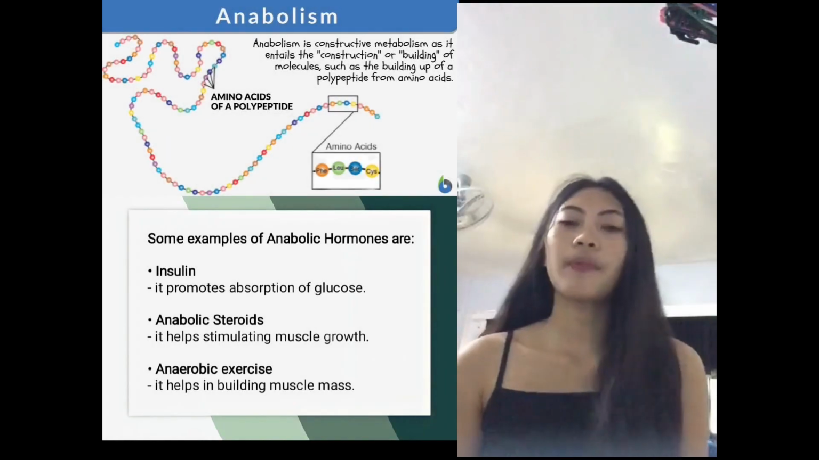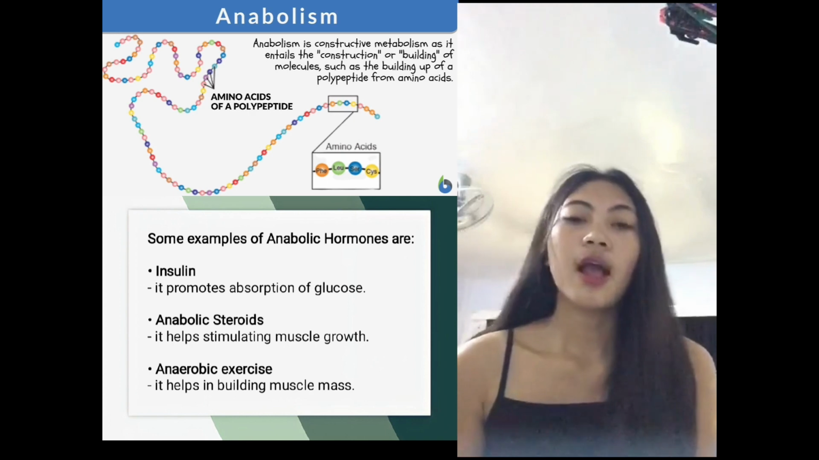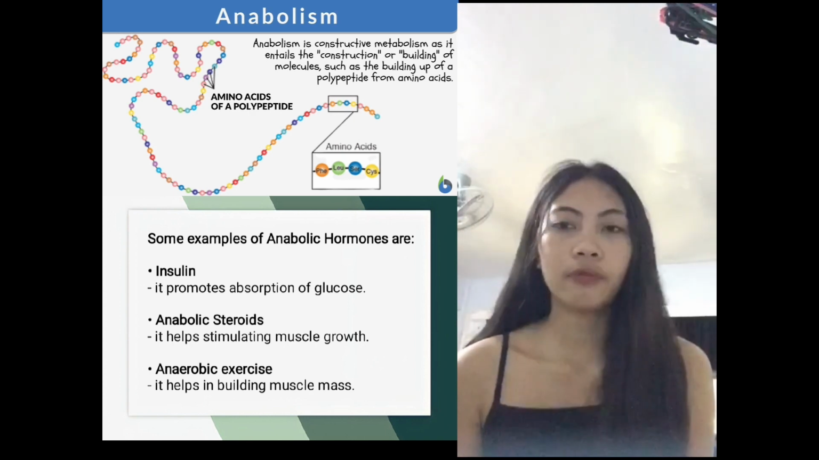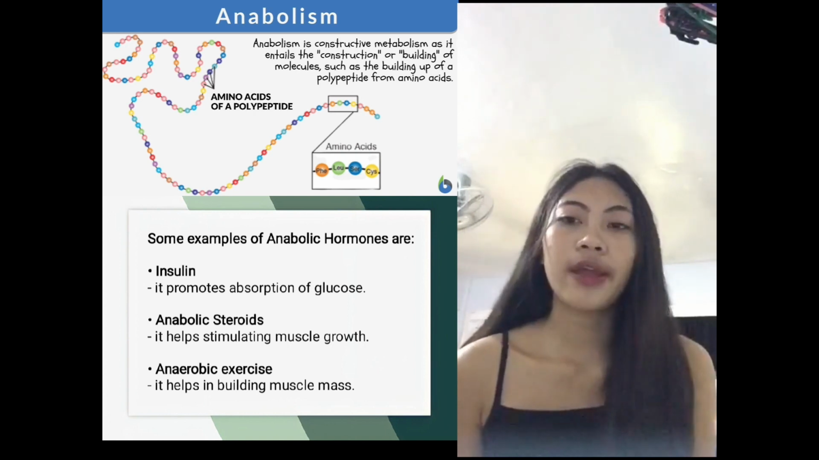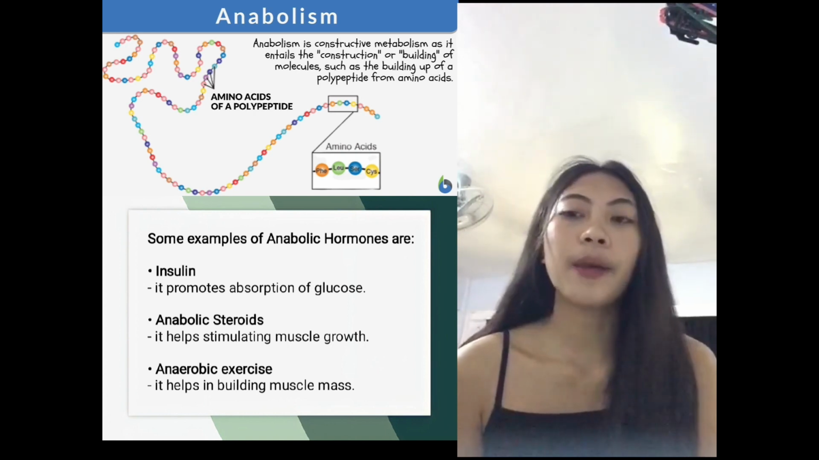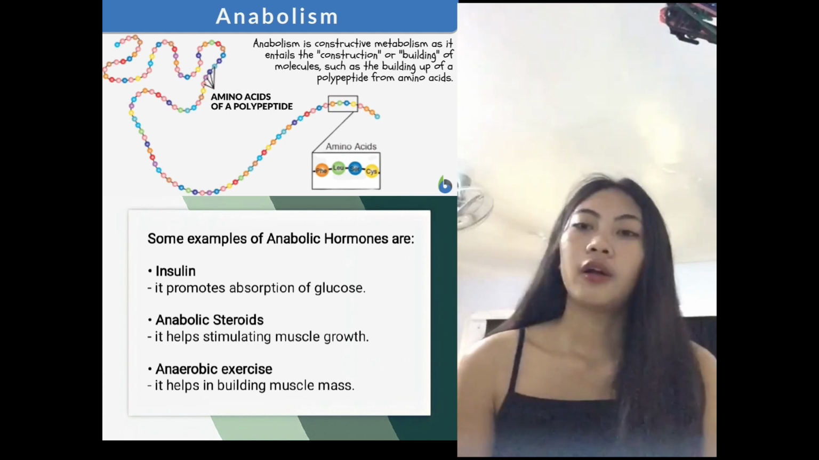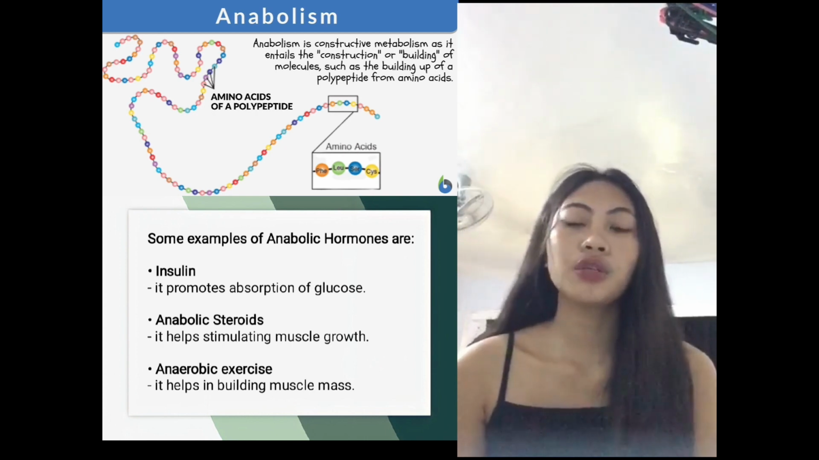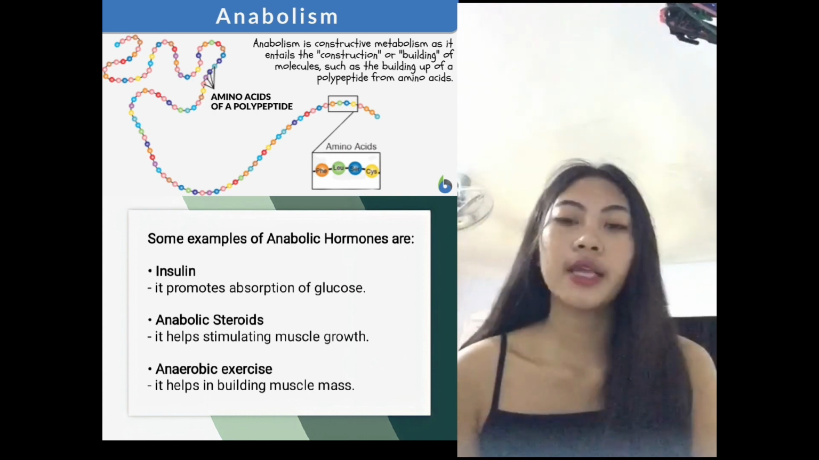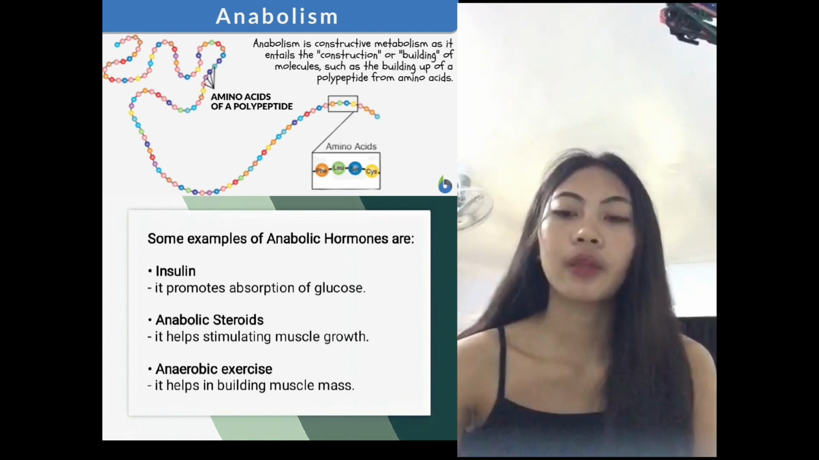So now let's talk about anabolic processes. So what are anabolic processes? Anabolism is a process of metabolism. It is a constructive process. It is defined as simple molecules that combine to form complex molecules, or the generation of complex molecules from simple molecules. It usually requires energy. This process produces complex molecules that can be used to store energy.